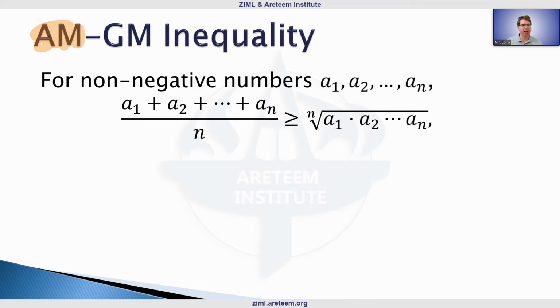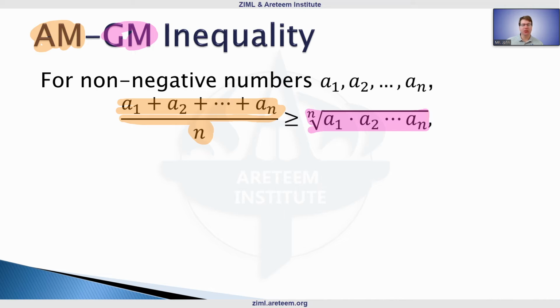So AM-GM, we have the arithmetic mean, the sum of the numbers divided by n. So that is our arithmetic mean. That is always going to be greater than or equal to the geometric mean. So geometric mean then here, the nth root of the product of those numbers there. So that's what we have in this scenario here.